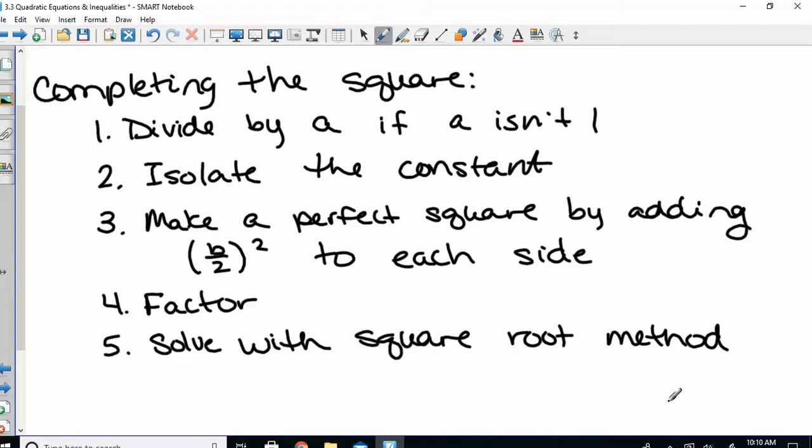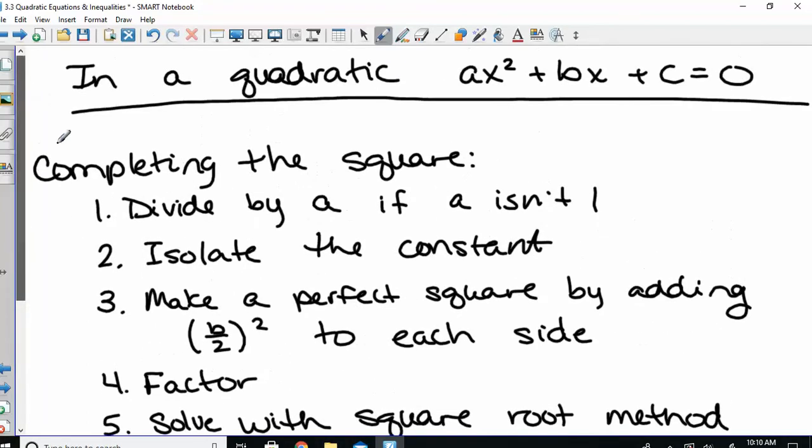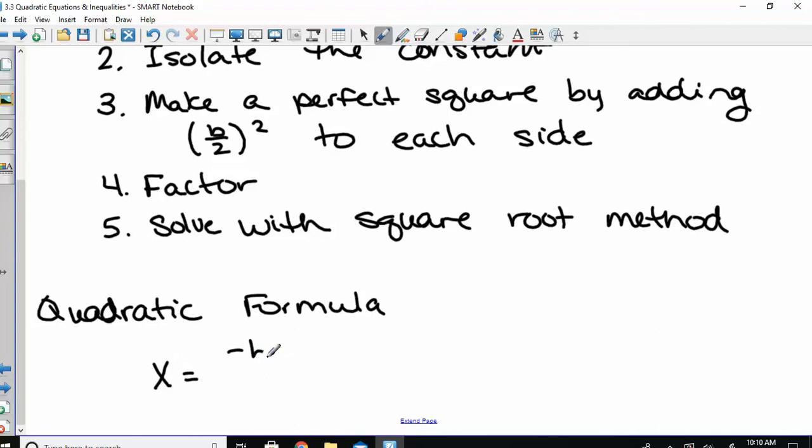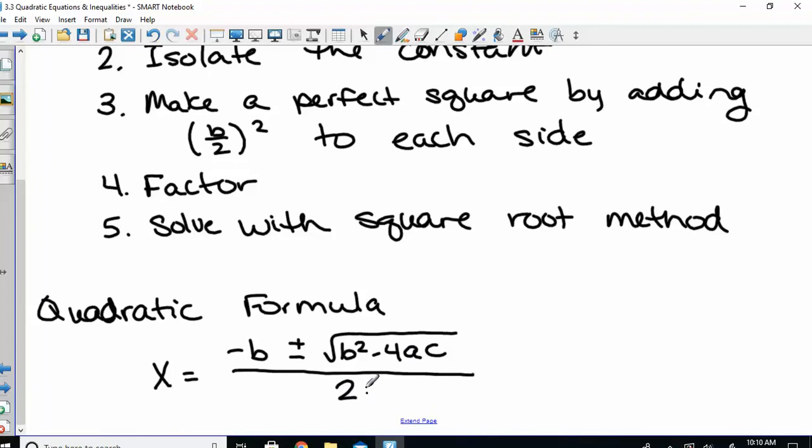There is one other option that we can use to factor anything, and that is the quadratic formula. So we have two options. If we have this quadratic, we can do it with completing the square. Second option is quadratic formula, which is x equals opposite of b plus or minus the square root of b squared minus 4ac all over 2a.